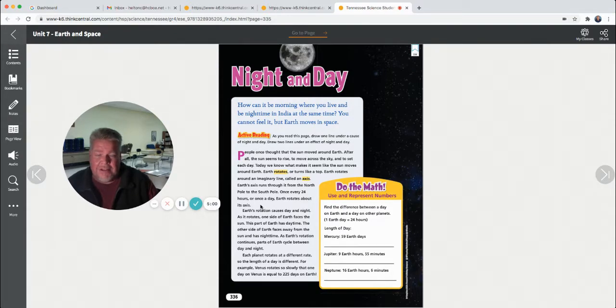But then the sun, as the earth rotates, it's going to look like the sun is moving, but it's really the earth moving. And so every hour, if you put a sticky note where the sun is shining at 8, check again at 9 and put a sticky note where the sun is shining at 9. It's going to be in a different spot in the room.